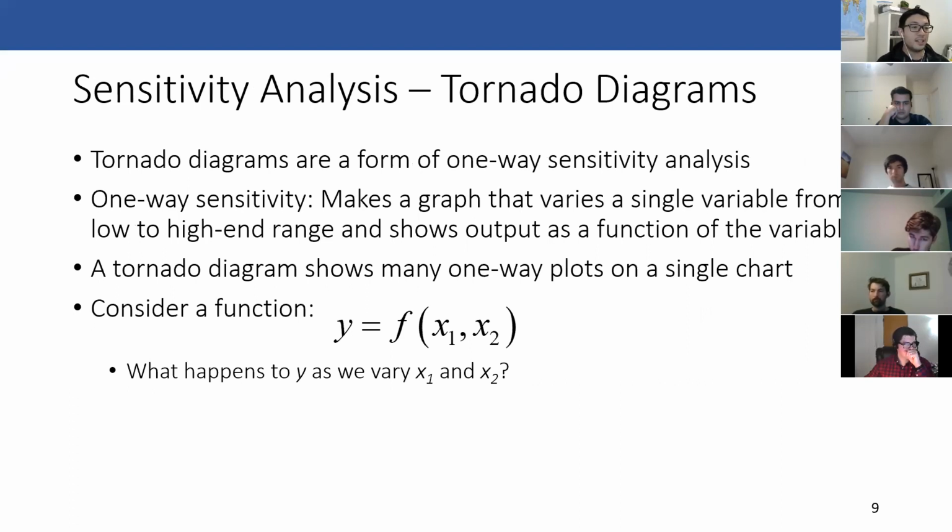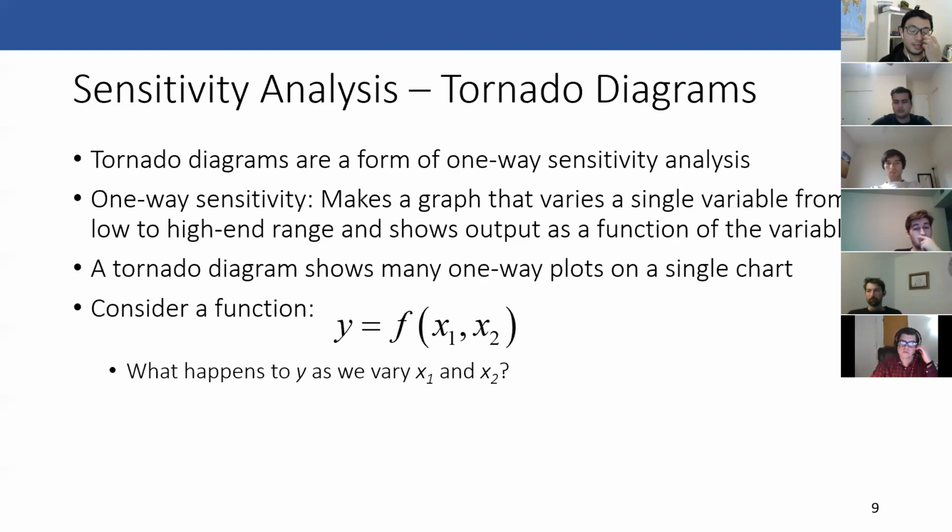All right. So the first example that we'll talk about is tornado diagrams. This is often a good way of doing one-way sensitivity analysis. One-way sensitivity is where you make a graph that varies a single variable, from what you know about it, from a low to a high range, and then you show the output as a function of that specific variable.